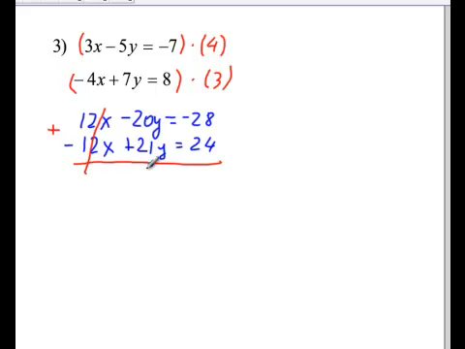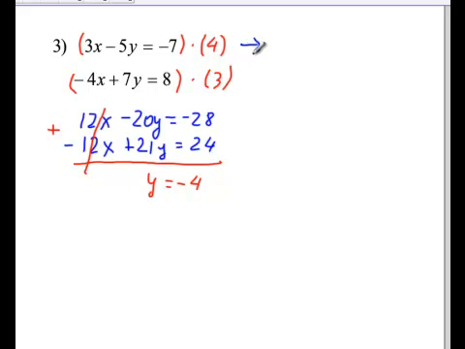Negative 20y plus 21y is simply y. And if you add negative 28 plus 24, it's negative 4. We found y equals negative 4, but right now we have to find x. And we are going to use any of those equations to plug in y equals negative 4.